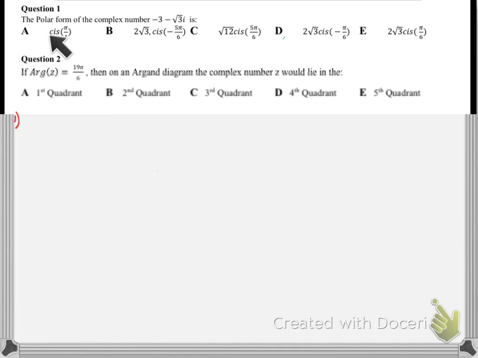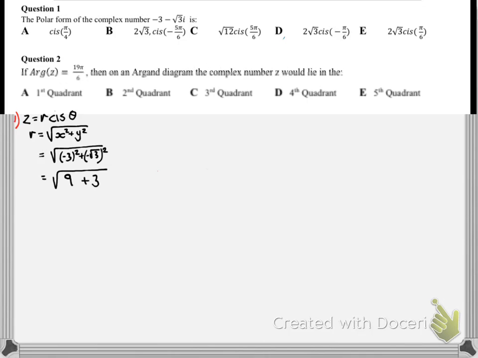We've got the polar form of a complex number, -3 minus root 3i. Okay, polar form, it's your r cis theta. So we have to work out the modulus of the complex number, r. Use the square root of x squared plus y squared. We plug the numbers in, and you're always going to get a positive, because when you square a negative, it's always going to give you a positive. So we have an addition there. Root 12, which is 2 root 3.